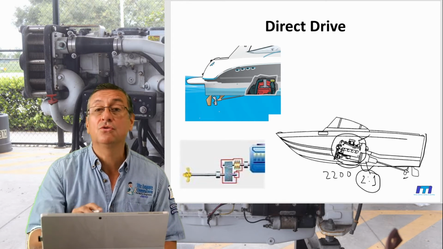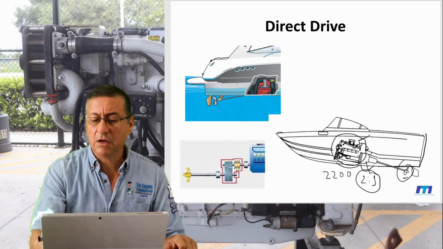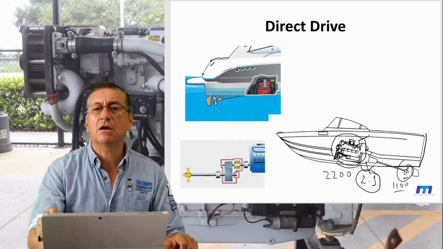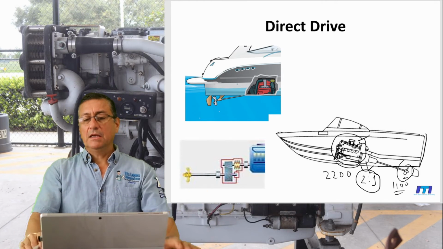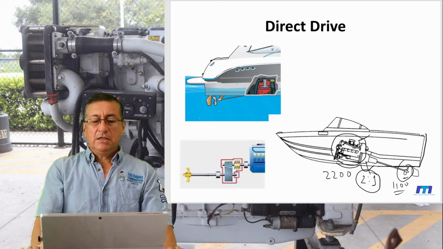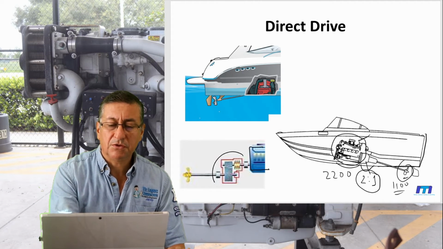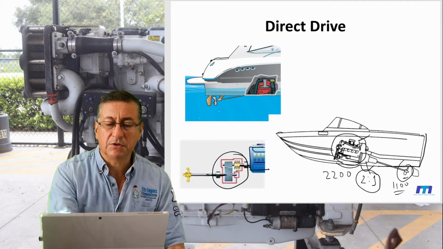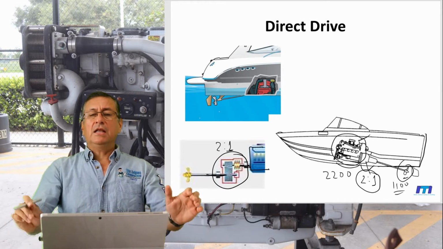If the gear ratio is 2:1, you remember in the intro, how many RPMs does the propeller turn? 1100, because the gear ratio is 2:1. Yeah, that's the typical inboard engine. This is the engine, this is the transmission, this is the input shaft of the transmission, and this is the output shaft of the transmission. And in this particular example, the gear ratio is 2:1. Yeah, typical is an inboard.